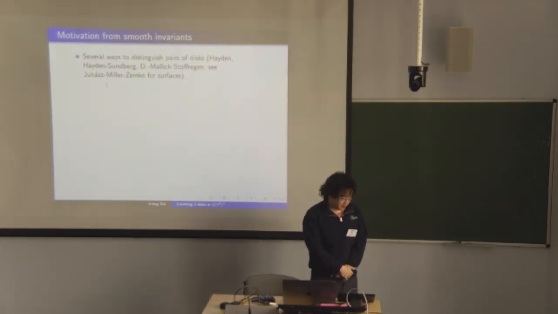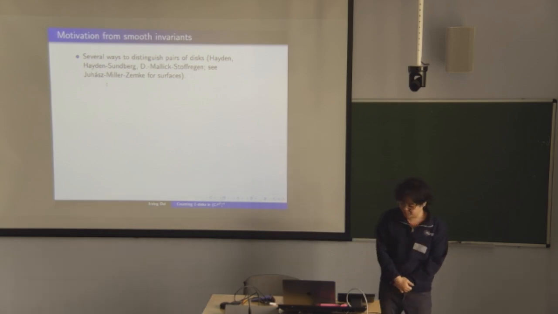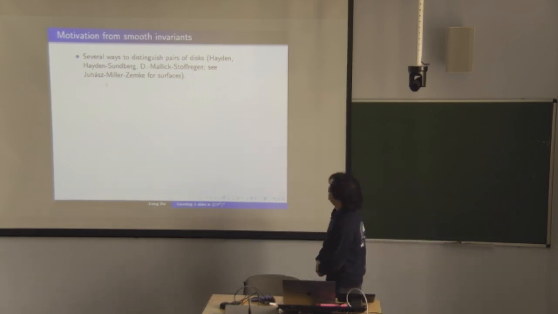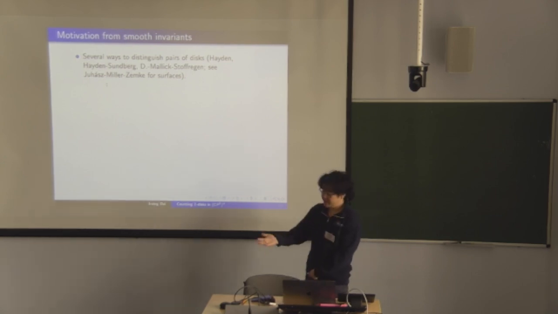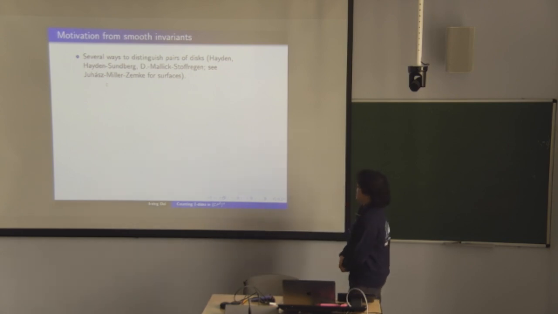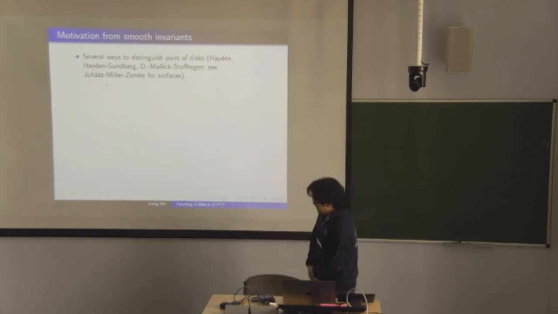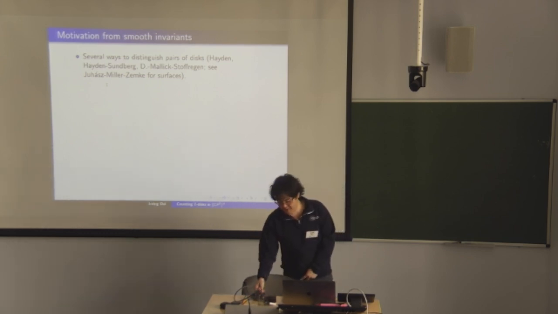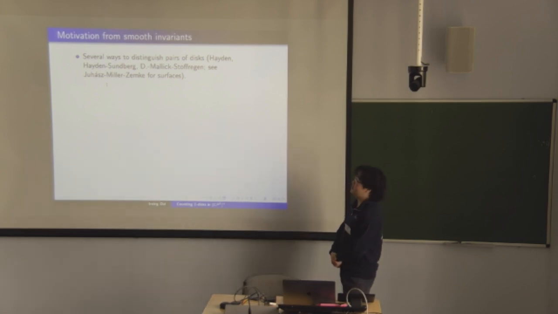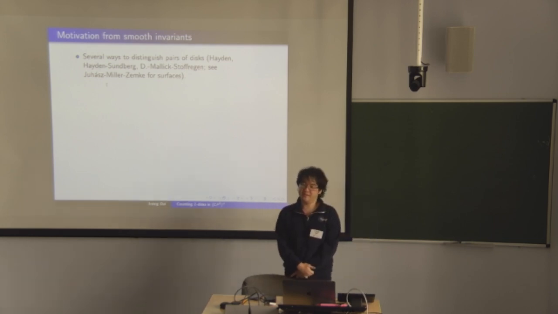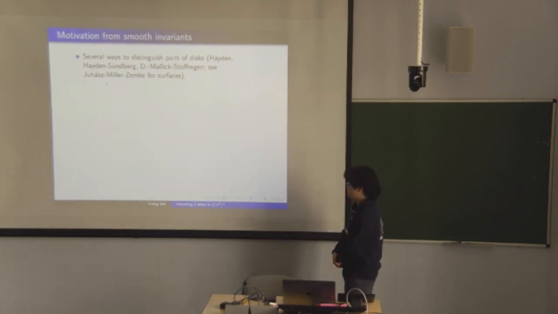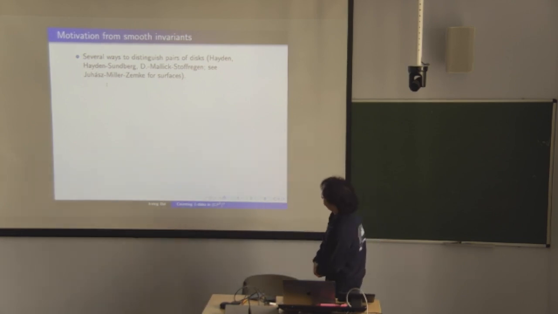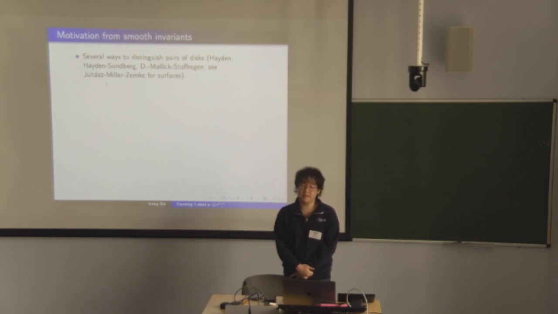All right. Maybe before I talk about the actual theorems, I want to say a little bit more about the motivation for the project, as I said at the beginning, about the exotic pairs of disks. So I said at the beginning, the way you can use such a classification result is in conjunction with some other technique for distinguishing pairs of disks in the smooth category. There are many ways to do this. For example, you can use Khovanov homology. This was work by Hayden and Sundberg.